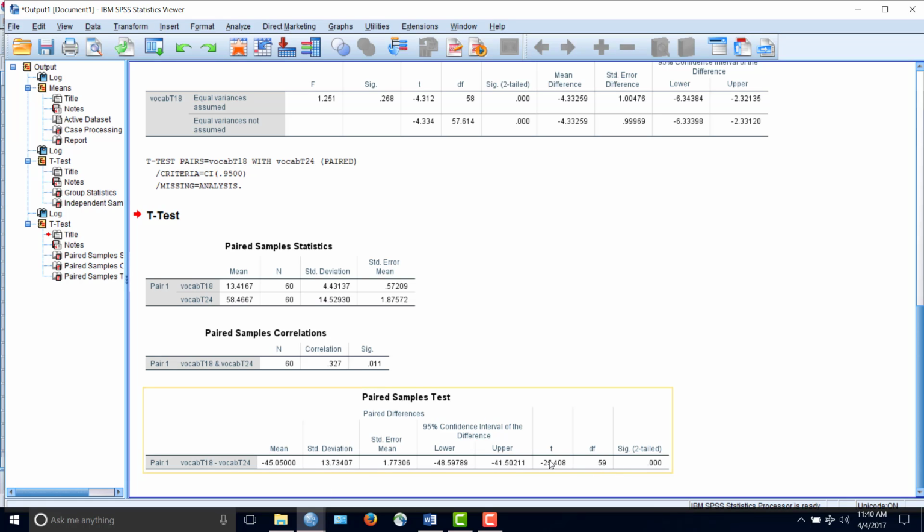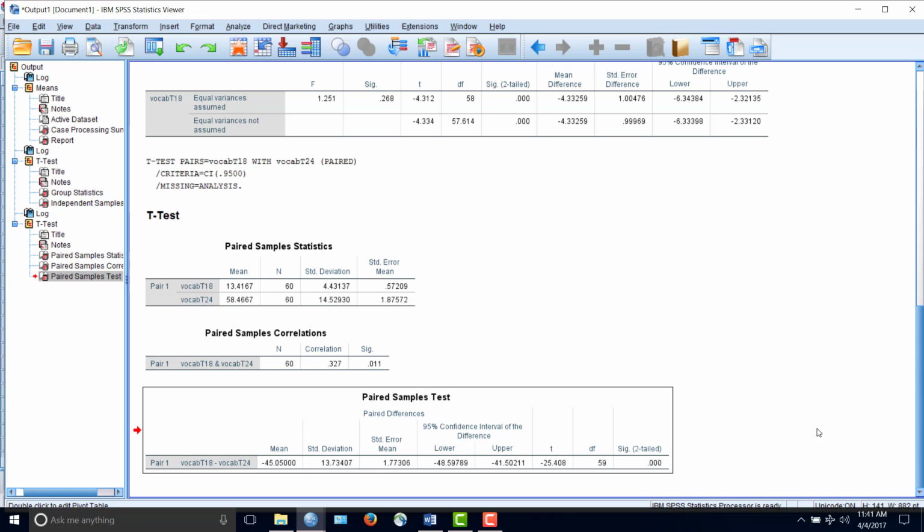So here we get the output for this table. What's nice about SPSS is that you also get a correlation. So you can see that higher vocabulary at 18 months correlates positively with higher vocabularies at 24 months. What does that tell us? And that's a significant effect. That tells us that kids who had bigger vocabularies at 1.5 years tend to also have larger vocabularies at 2 years of age. And that's a statistically significant association.